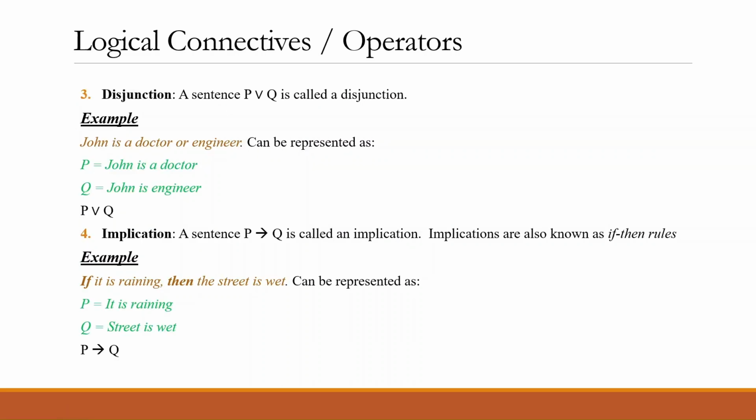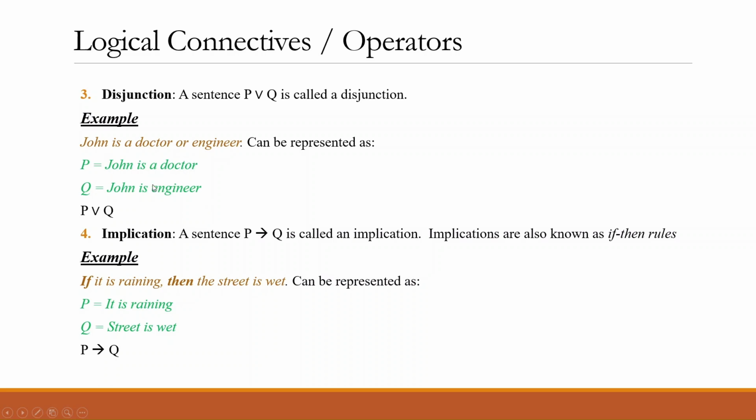Next, we have disjunction. A sentence P, this is the sign for disjunction, this V sign. P disjunction Q. An example: John is a doctor or engineer. Again we have a compound proposition which is made of two atomic propositions: John is a doctor and John is an engineer.